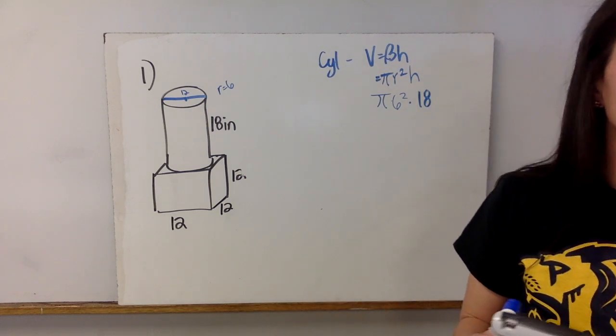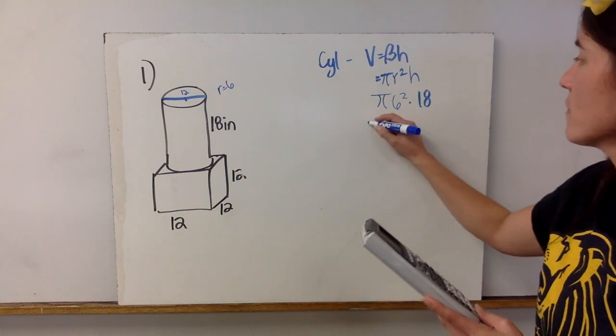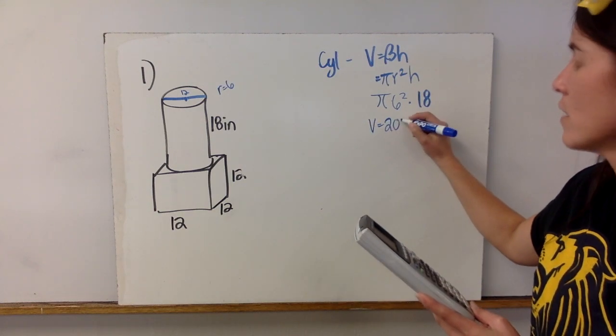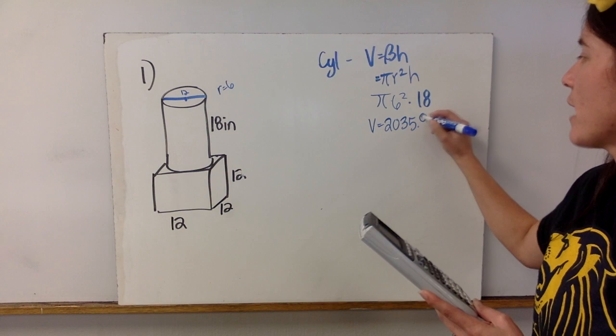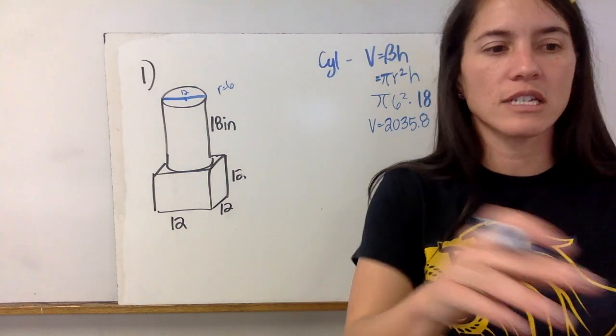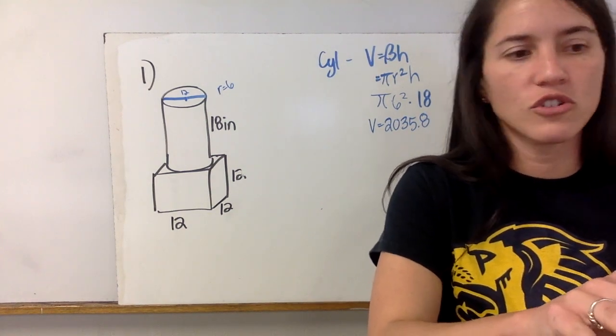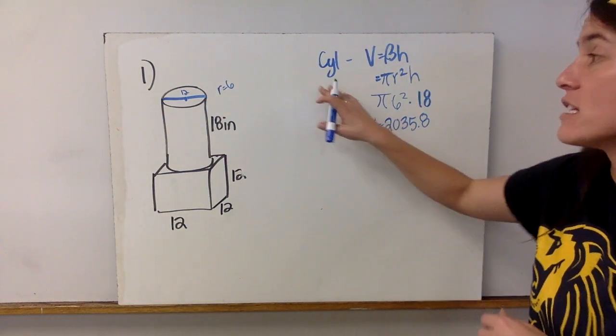And I get 2035.8. So I'm just kind of rounding to the nearest tenth. Sometimes I might round to the nearest hundredth. So that's the volume of a cylinder.